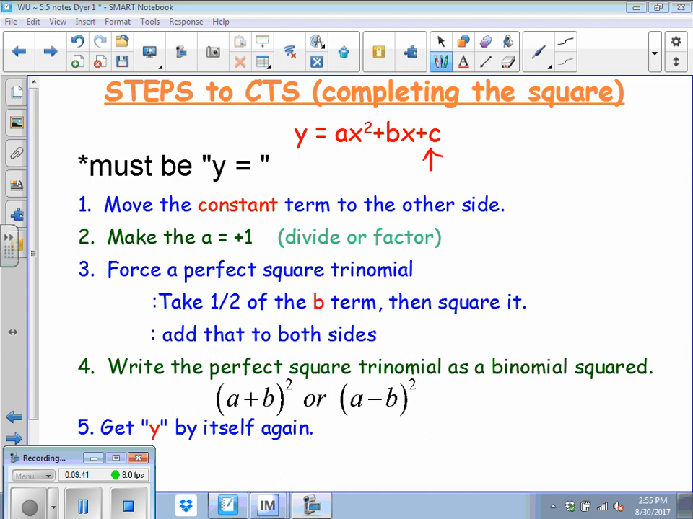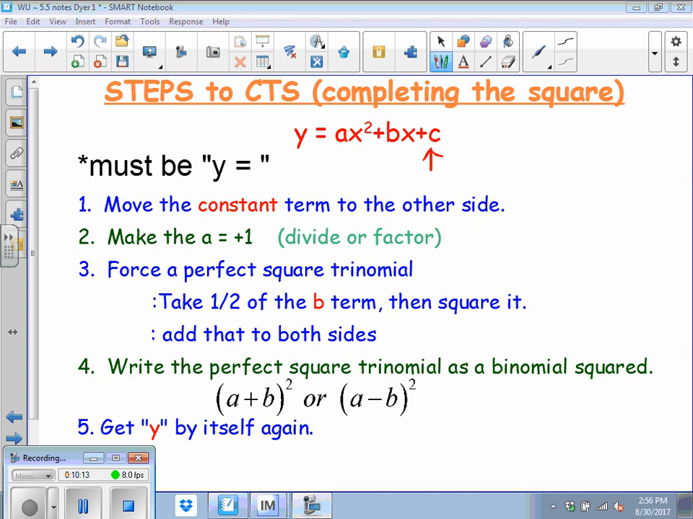That will be your new c that will force you to have a perfect square trinomial. But since it's an equation which you add to one side, you also have to add to the other. Okay? After you do that, then you'll have your perfect square trinomial. You'll factor it. That'll give you your binomial square, which will look like this.